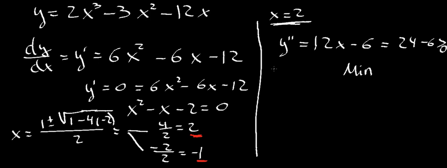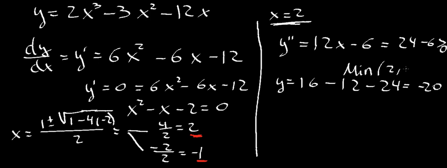For that point, the y value, we will get it when we sub in the 2 into the equation. That value is going to be 2 times 2 to the power of 3, which is 8. That's 16 minus 3 times 2 squared, which is 4. So 4 times 3 is 12. And minus 12 times 2, which is 24. And that is going to give us a minus 20 value. So the minimum point is happening at (2, minus 20).